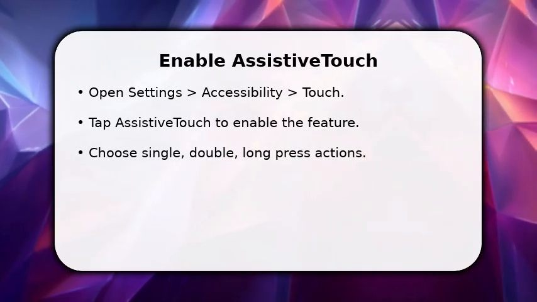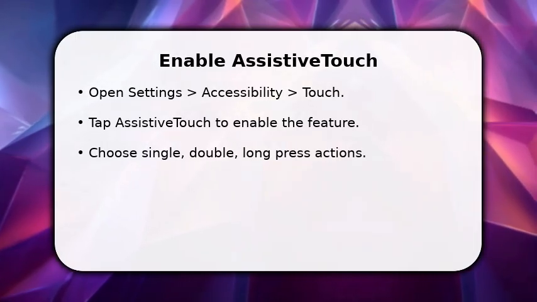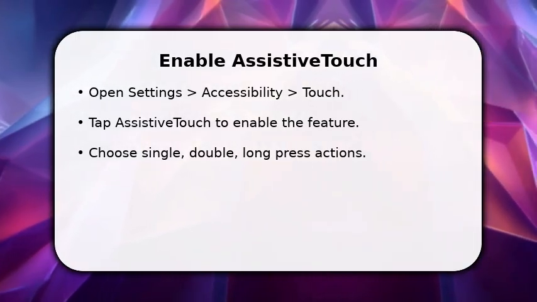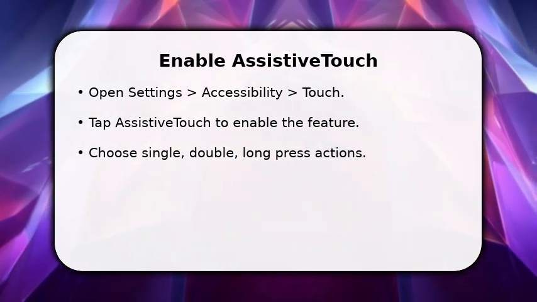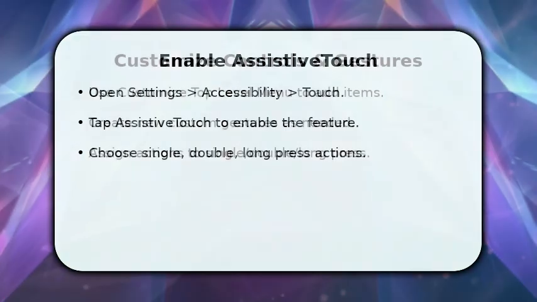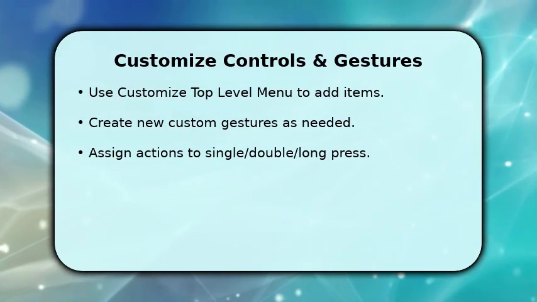Once done, tap Customize top-level menu to add or remove functions so common actions are one tap away. Make sure to assign single and double tap behaviors for quick use. Now tune what the AssistiveTouch button does. Customize the top-level menu so the buttons you need are visible immediately.